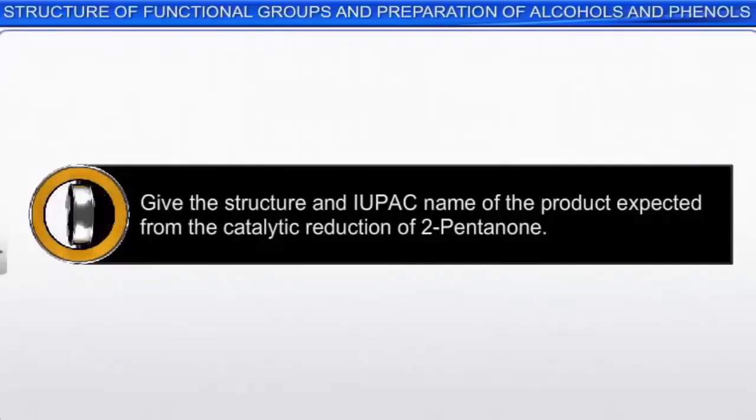Can you answer this question on your own? Give the structure and IUPAC name of the product expected from the catalytic reduction of 2-pentanone.